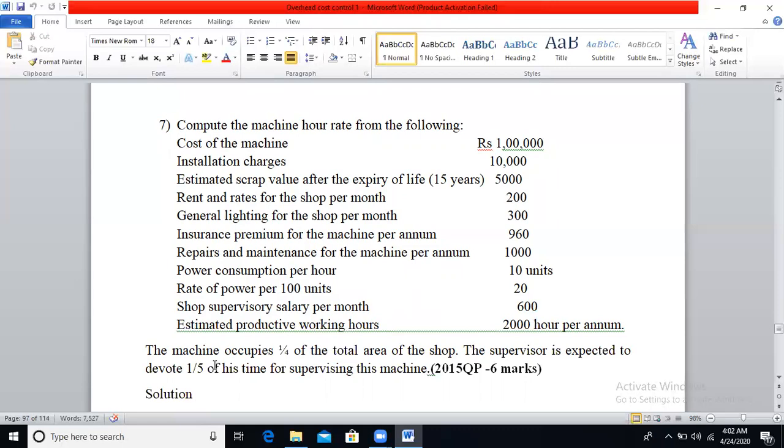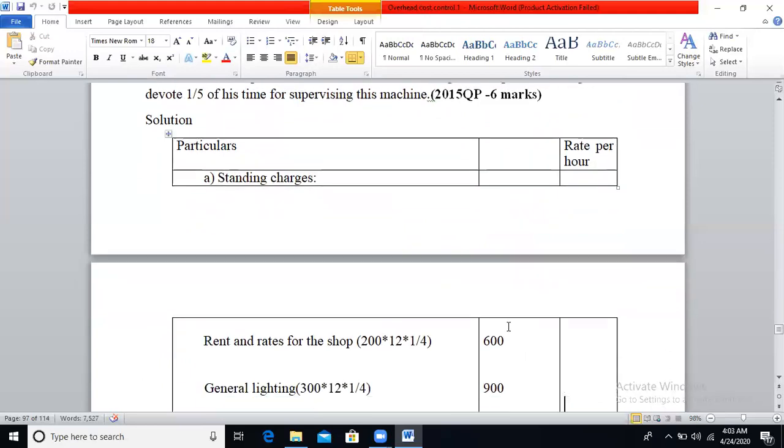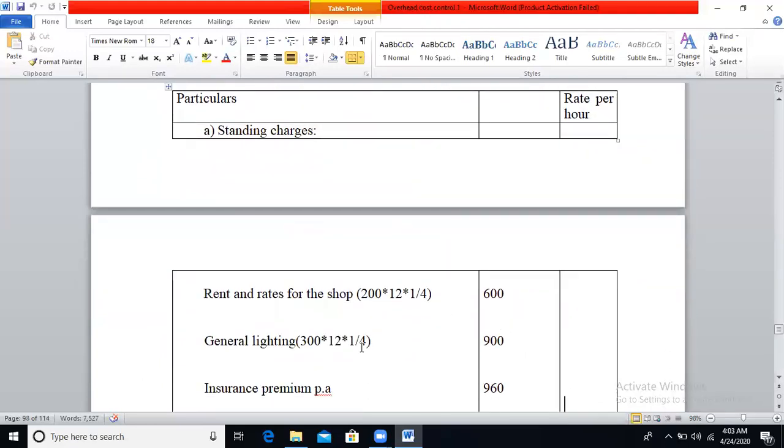So estimated productive working hours they have mentioned directly, 2000 working hours. There is no machine maintenance hours and there is no machine setting up time as non-productive or unproductive. So working hours will be 2000. Now calculate the standing charges. Rent and rates they have given 200 and it is given per month. So you have to multiply with 12 in order to calculate for per year, and the machine will be occupied only 1/4 area. That's why you have to multiply with 1 divided by 4.